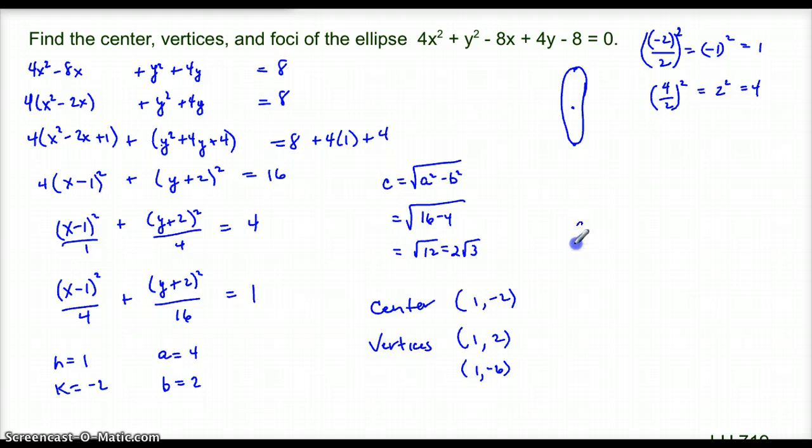Okay, to get the foci, I need to, again, start at my center. And I'm going to go up to the focus, and this distance is c. And I'm going to go down to the other focus. That distance is also c. Okay, so my center again is 1, negative 2. So I'm going to have a focus at 1, and then I need to add and subtract the c value. So it's going to be negative 2 plus 2 square root of 3. And the other one is going to be 1, negative 2 minus 2 square root of 3.